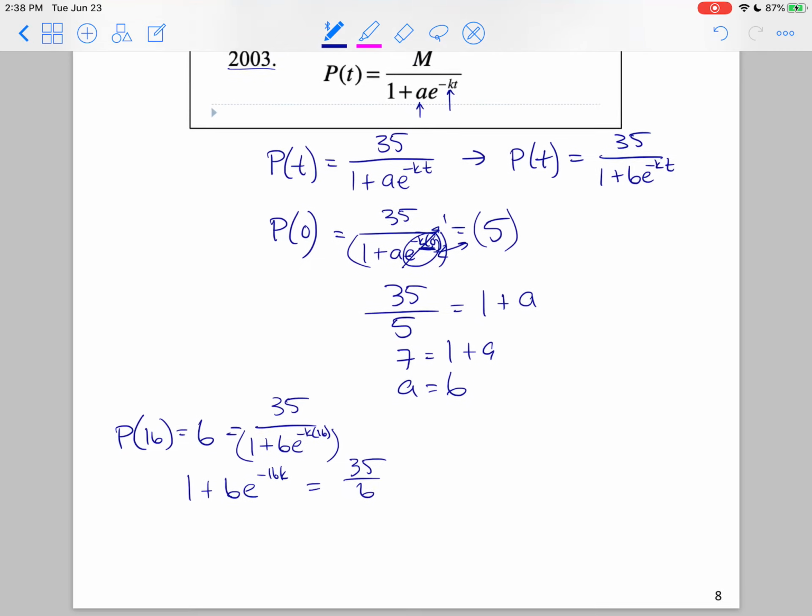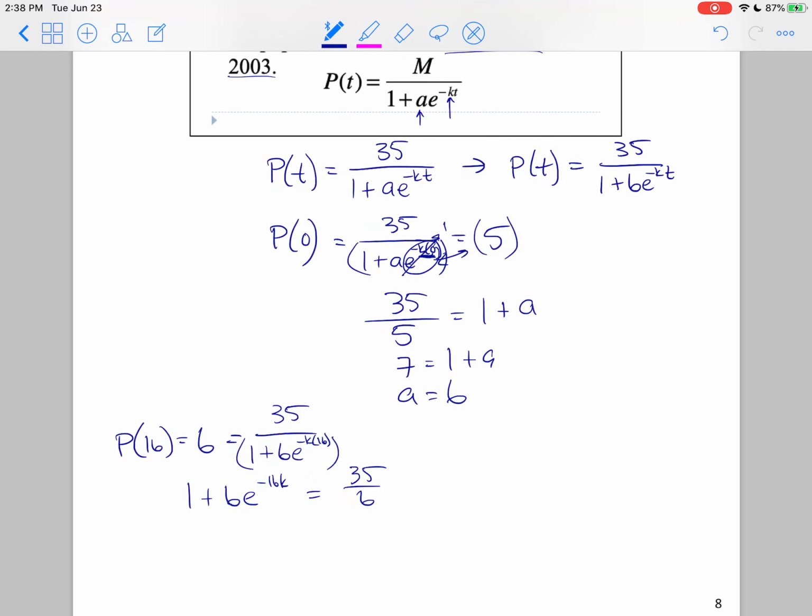Now 35 is not evenly divisible by 6. So we're going to leave it 35/6. Now I'm going to subtract 1 from both sides. I'm trying to get everything away from this term so that I can eventually get to k.